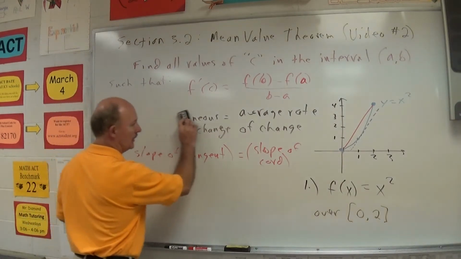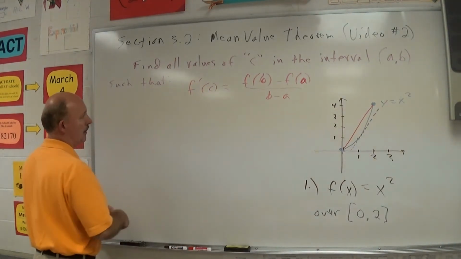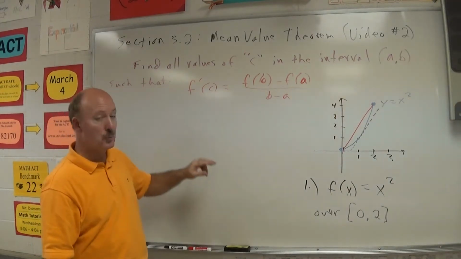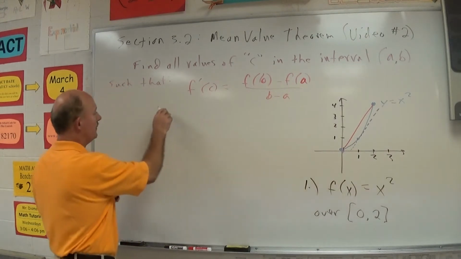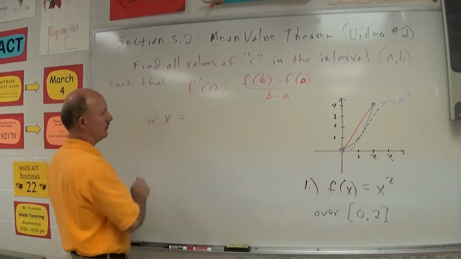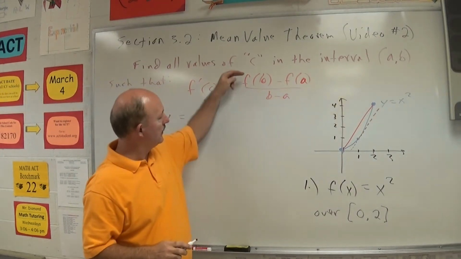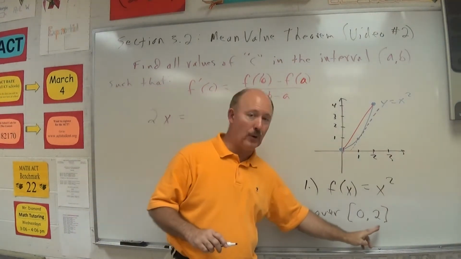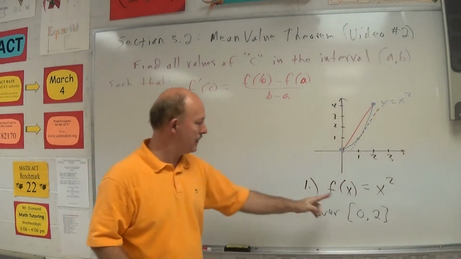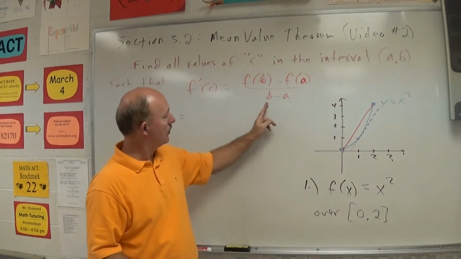So let me erase this right here and give me a little bit of room. Let's see how we set up our problem. To begin with, let's get the derivative of our function. Here, f of x equals x squared, so the derivative is simply 2x. Now 2x is going to be equal to the slope of our chord. This is f of b minus f of a over b minus a, and our endpoints are 0 and 2. So this will be the function at 2 minus the function at 0 over 2 minus 0.